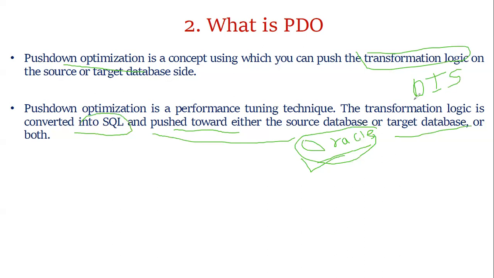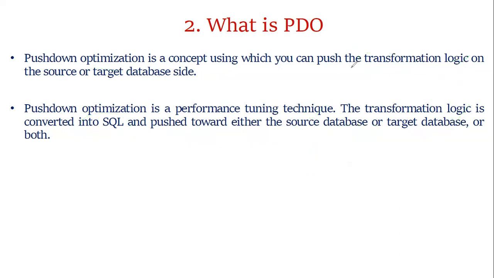So what happens in pushdown optimization? Instead of your transformation logic being executed by the data integration server, your transformation logic is converted to SQL queries and executed by the particular database server which is present at the source database or at the target database. So that is the simple concept of pushdown optimization. Here what happens is that your transformation logic is no longer executed by the data integration server.